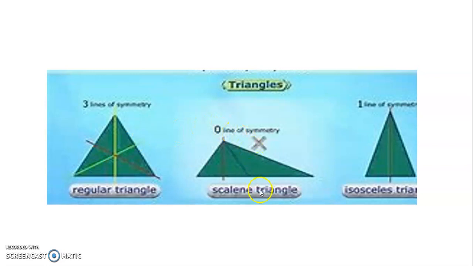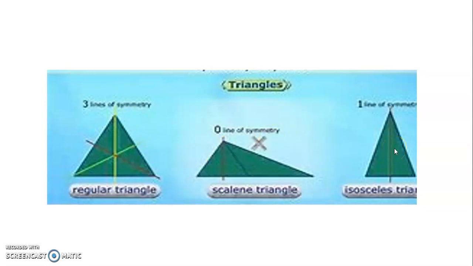What about a scalene triangle? It has no line of symmetry. But will you say that it has no altitude, no median? No. It is something different. We can find the median for any triangle, but it will not be a line of symmetry. Is it clear? Only for an equilateral triangle, we can say the medians and altitudes are the lines of symmetry.